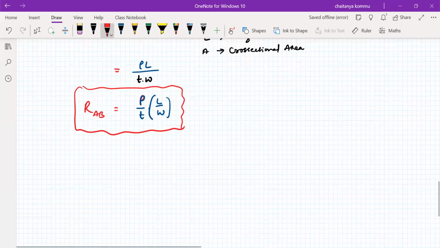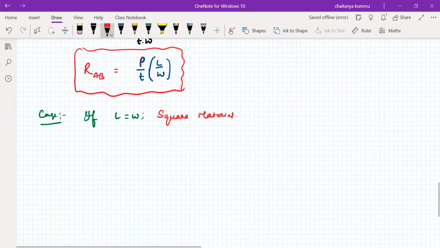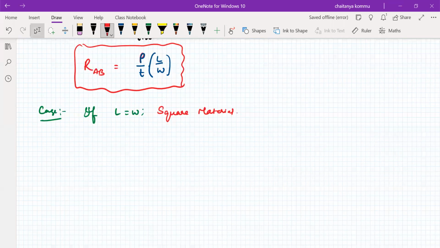Let us consider one case. What if L is equal to W? What does it signify? The length and width are the same. If the length and width are the same, it becomes a square material that we are talking about. So now RAB is nothing but rho by T only. This is called the sheet resistance, RS. Is it clear? This is called the sheet resistance.